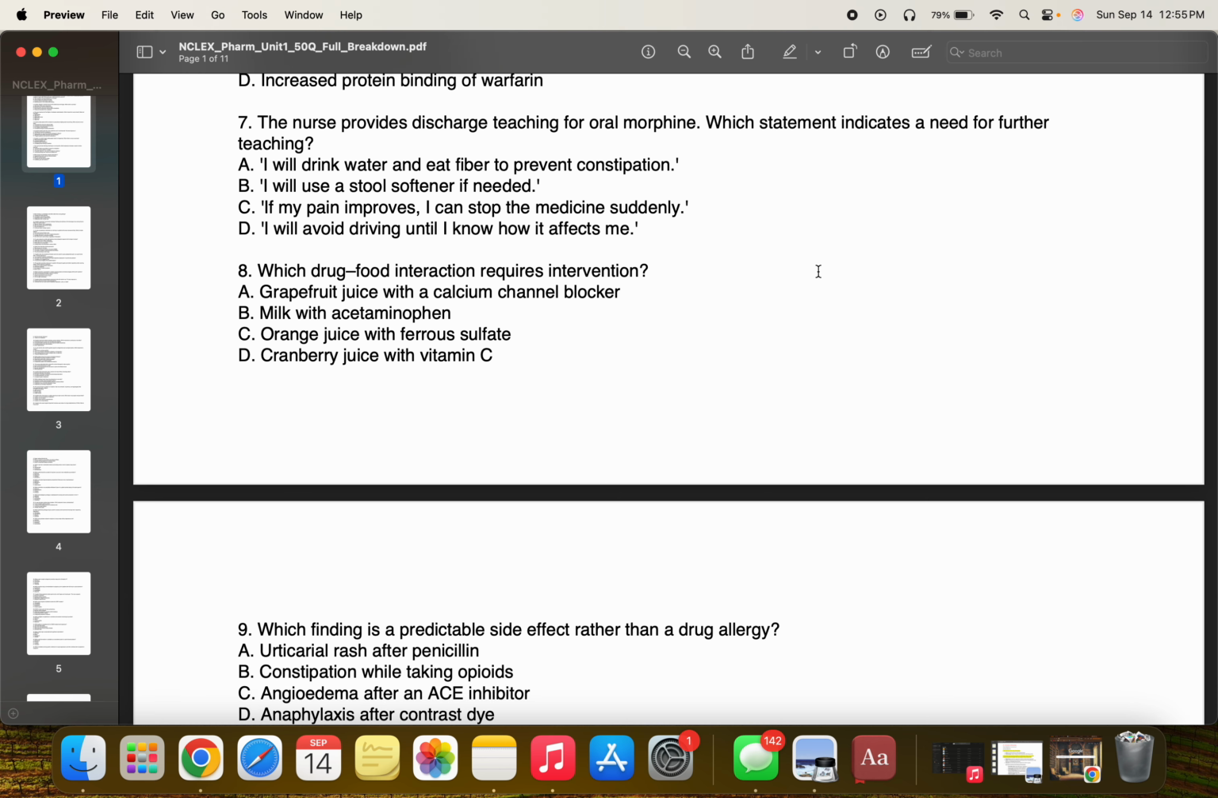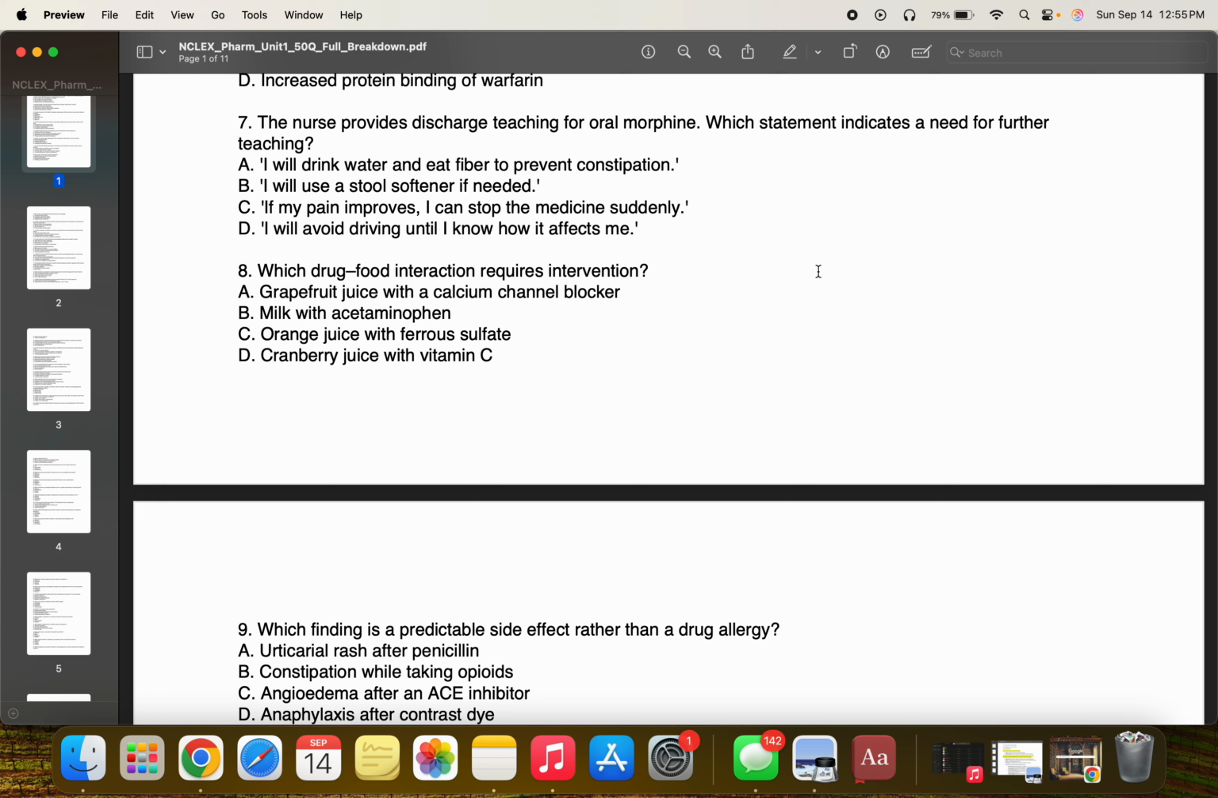It's morphine. 8. Which drug-food interaction requires intervention? Grapefruit with a calcium channel blocker? These questions suck. Milk with acetaminophen, orange juice with ferrous sulfate, or cranberry juice with vitamin C.